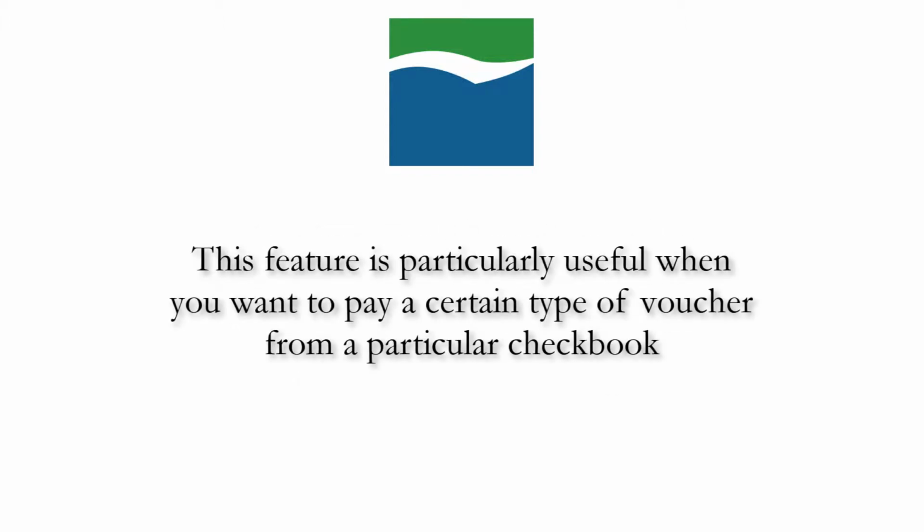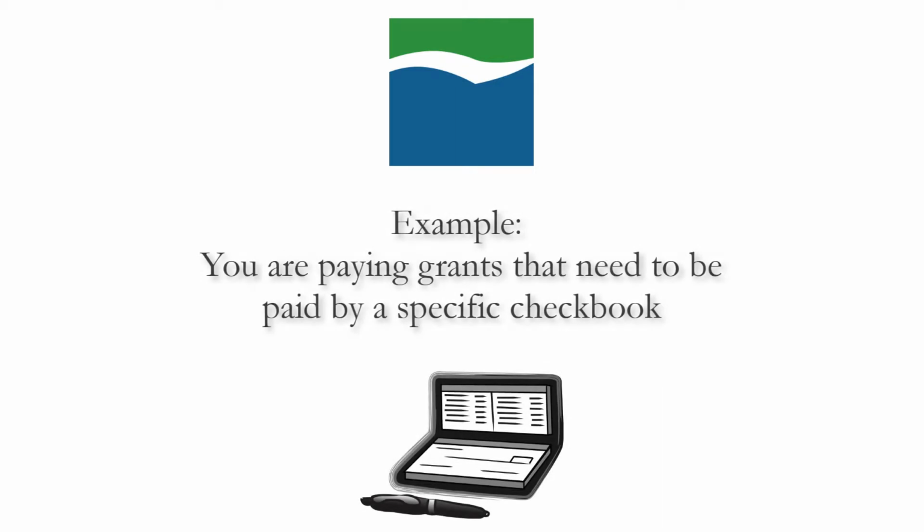Assigning a payment by voucher checkbook ID is most useful when you want to pay a certain type of voucher from a particular checkbook. For example, let's say you are paying grants, and the grant vouchers can only be paid by the grant checkbook, and not your operating checkbook. Or let's say that you are managing properties, and each property has its own checkbook to pay the bills.